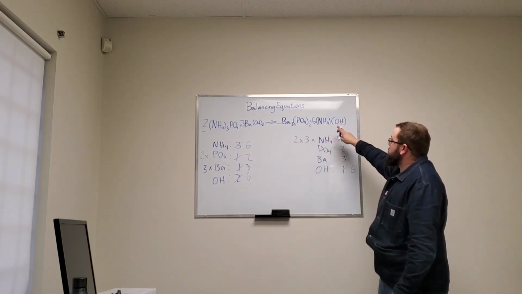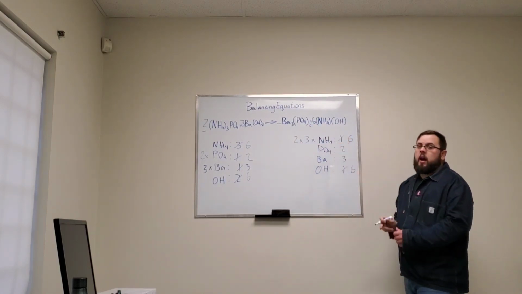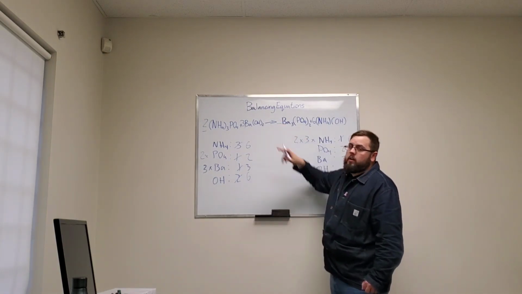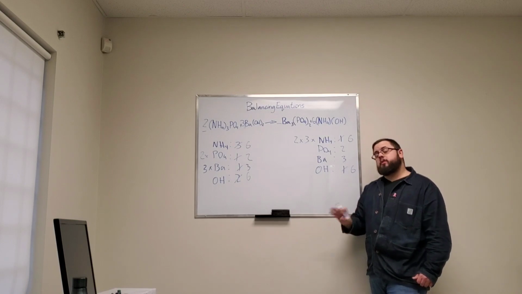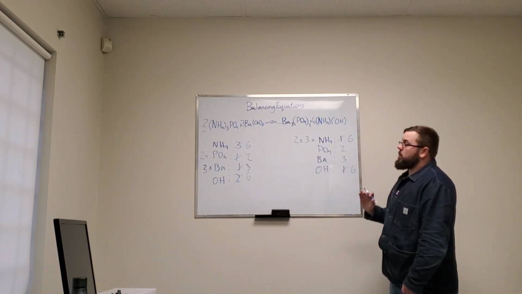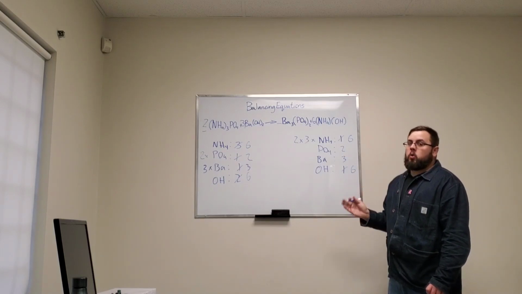Okay, so we have 2 of the first molecule, 3 of the second, 1 of the product of the first molecule, and 6 of the second one, okay? Remember, if it's just a 1, you don't need to write it. You can just leave it as is. The 1 is implied. So this is a completely balanced equation using polyatomic ions.